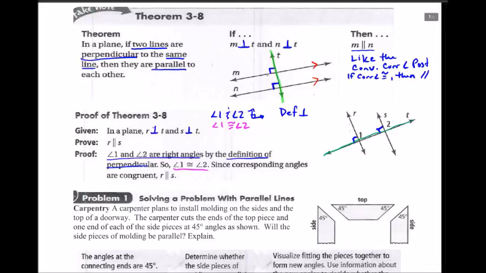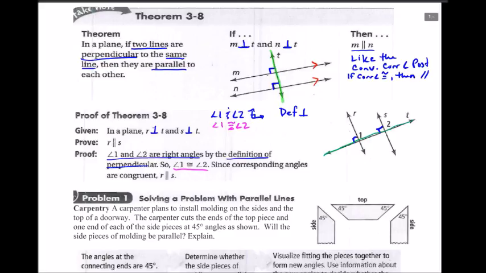Now, you might feel like we're skipping a whole bunch of steps. We could say, well, if angle 1 and angle 2 are right angles, then we can say that the measures of the angles are 90 degrees. That's just definition of right angle. And then we can just substitute and say that our measures are equal. Measure of angle 1 equals measure of angle 2. And then by definition of congruence, if your measures are equal, your angles are congruent. But we don't have to do all of those steps because we have already done that in a previous theorem.